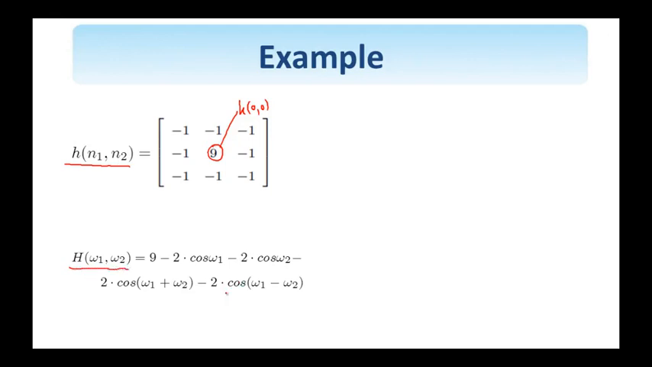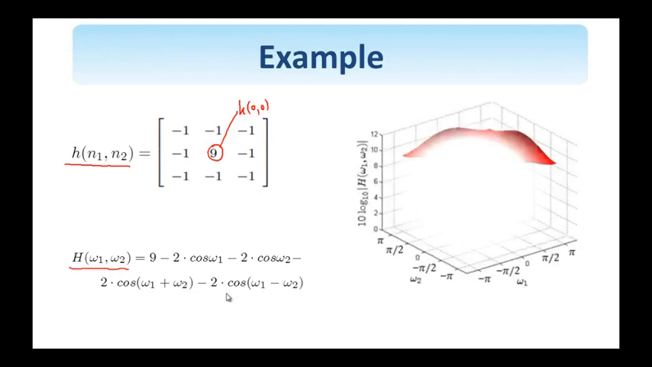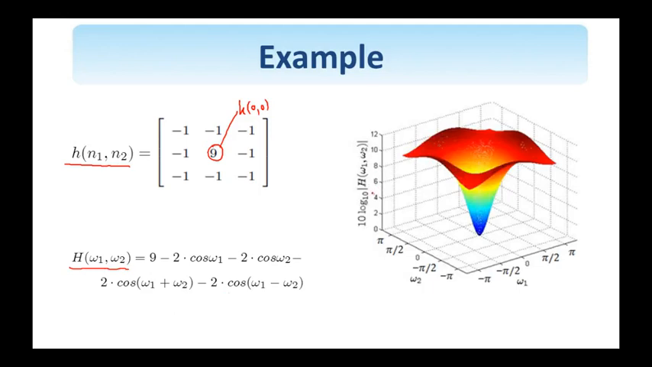It's real again because H(n1, n2) has even symmetry. If I plot this, I plot here the magnitude in the vertical dimension, and I plot again the 10 log 10 magnitude, so that I'm able to see smaller differences. We see that now the shape is different in the sense that the low frequencies are attenuated while the high frequencies are amplified. We can easily see that H(0,0) is equal to 1, and therefore the log of this is equal to 0.